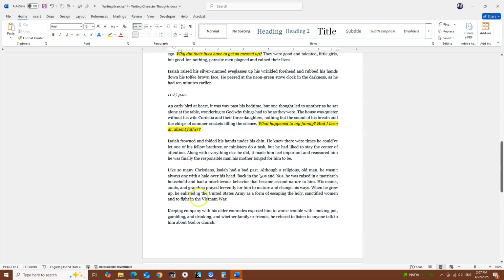When he grew up, he enlisted in the United States Army as a form of escaping the holy sanctified women to fight in the Vietnam War. Keeping company with his comrades exposed him to worse trouble with smoking pot, gambling, and drinking, and whether family or friends, he refused to listen to anyone talk to him about God or church.